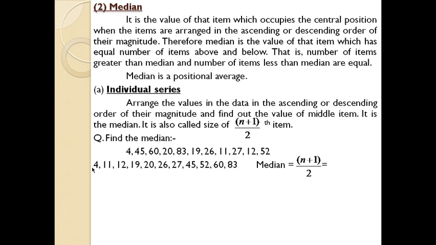See, if you go through the details given in the question, you can see that 1, 2, 3, 4, 5, 6, 7, 8, 9, 10, 11. There are 11 items. So (11+1)/2, you will get 6. Remember, 6 doesn't mean that 6 is the median. 6 means you have to go for the 6th item.